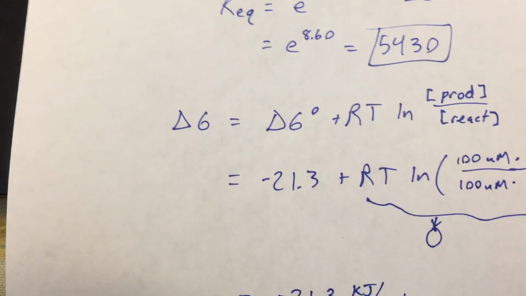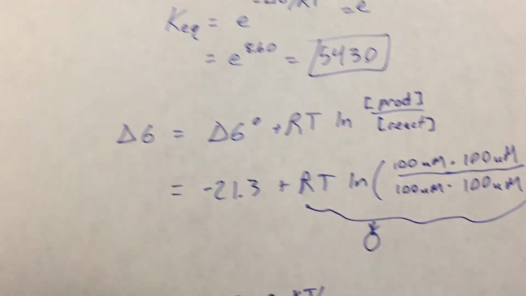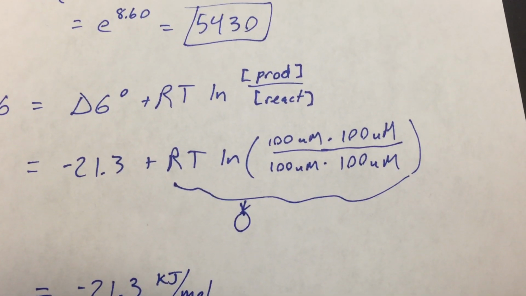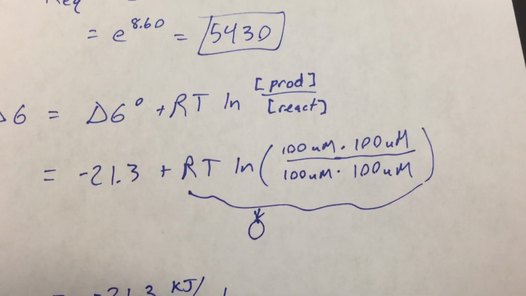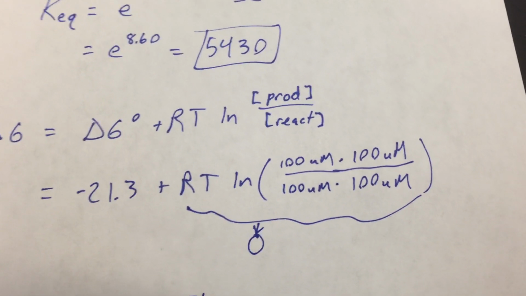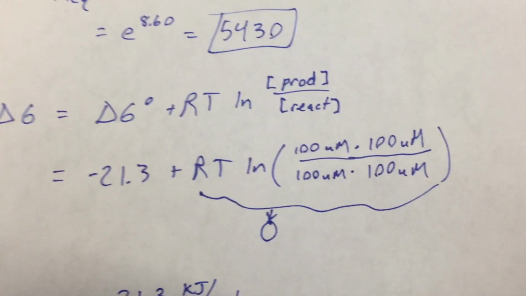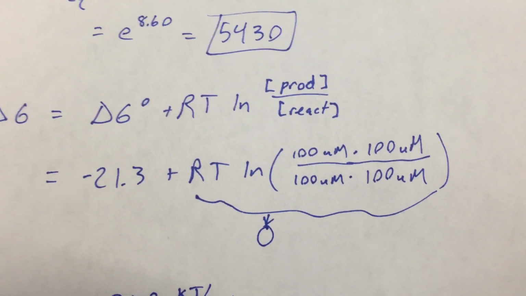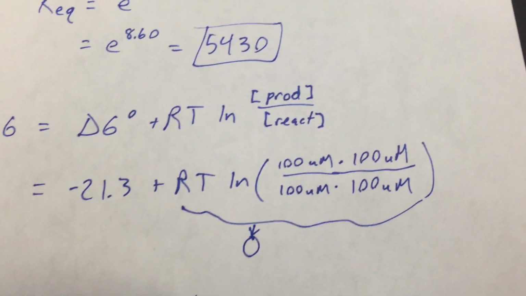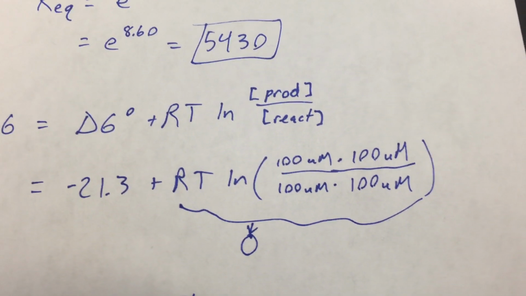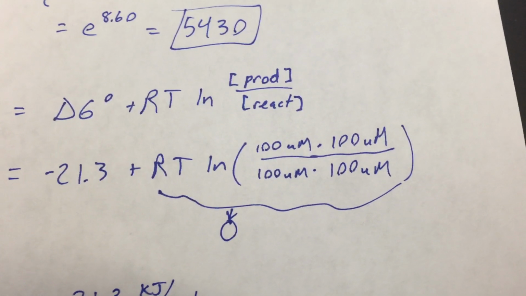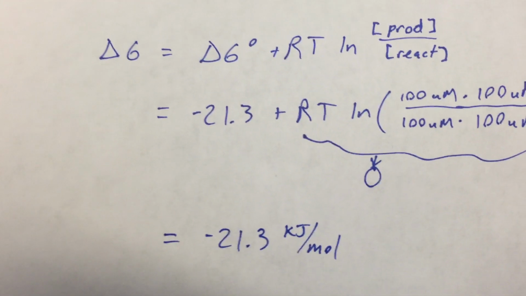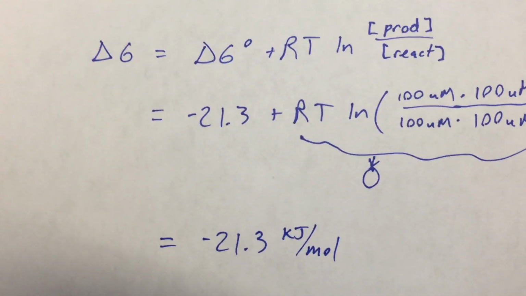Well, we know delta G naught, we can plug that in there, negative 21.3 kilojoules per mole. Now, for this part here, we could plug in R with kilojoules per mole and T, that's 16 degrees Celsius. We'd have to convert it to Kelvin, but we could plug that in. But let's focus on the stuff inside the logarithm there. The question says that all of our reactant and product concentrations are 100 micromolar. So basically we're going to have 100 times 100 over 100 times 100. That's going to be 1. And the natural log of 1 is 0. So this whole portion over here on the right becomes 0. So our delta G value then is just going to be that negative 21.3 kilojoules per mole in this particular case.